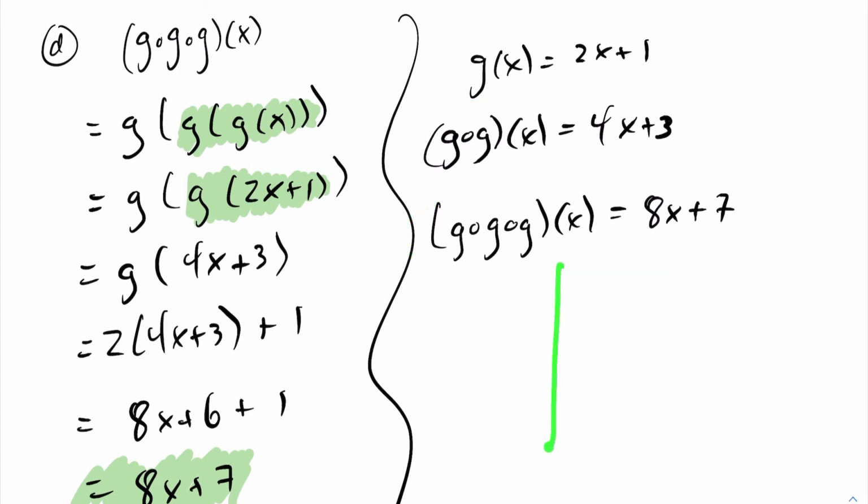This will continue on, and there actually is a pattern to this here. You'll notice we got 2, 4, 8, 1, 3, 7. You can make a conjecture yourself as to what you think the fourth composition, fifth composition, and then finally the nth composition. You can generalize this statement to the nth composition. All right, let's take a look at another example.